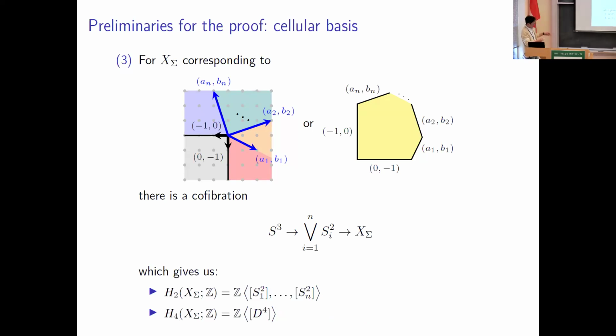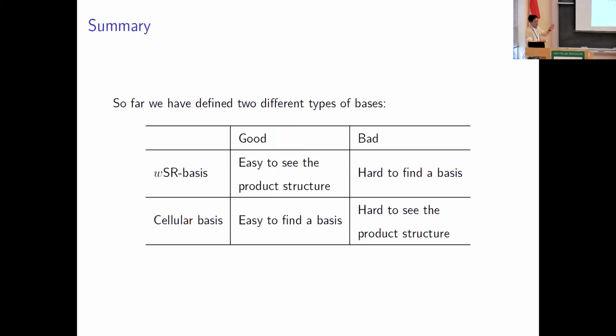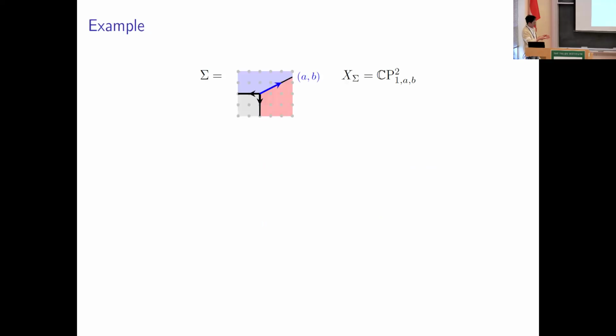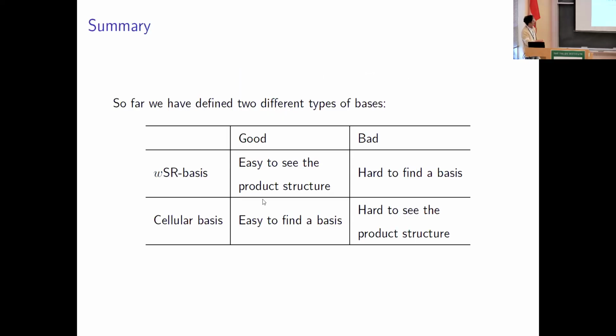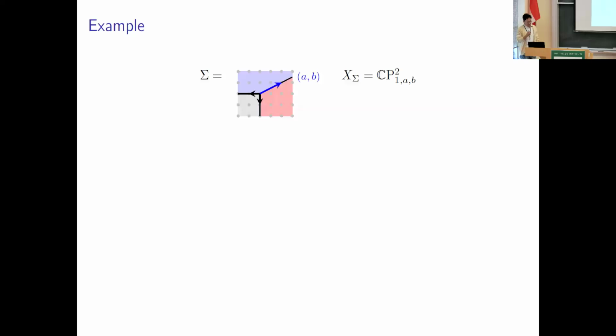So here is the summary again. Each of these stories has a good point and a bad point, right? As I told you before, the good point of the standardized basis is that it is easy to see the product structure, just the product of the polynomial ring, but it is not easy to find the basis. And with the cellular basis, it is easy to find the basis. However, the product structure is not straightforward, right? So why don't we combine these two good points, right? It's easy, right?